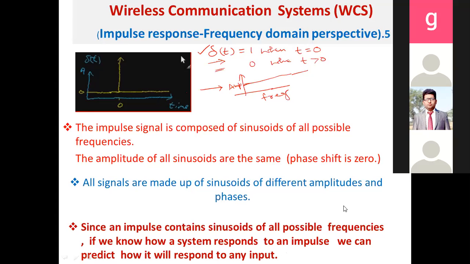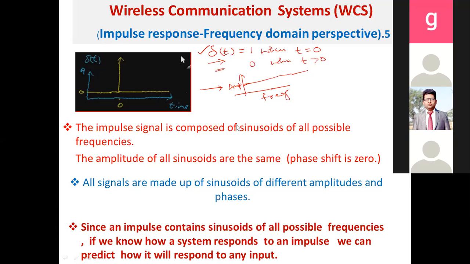I repeat again, the impulse function, that is delta t, contains all the possible frequencies with the same amplitude and 0 phase shift. And the signal to be analyzed will contain different sinusoids of different amplitudes and phases. So the link is, if we know the system's response to an impulse which contains all the frequencies, then we can easily predict how it will respond to any given input. This is the logic that we follow while estimating the channel response in any wireless communication system.